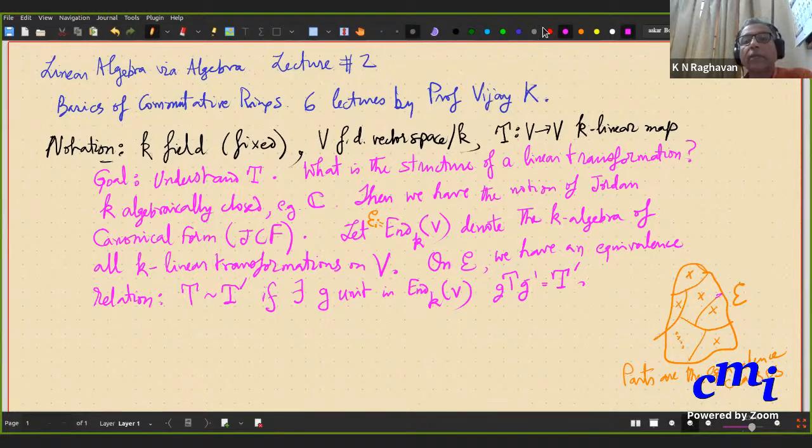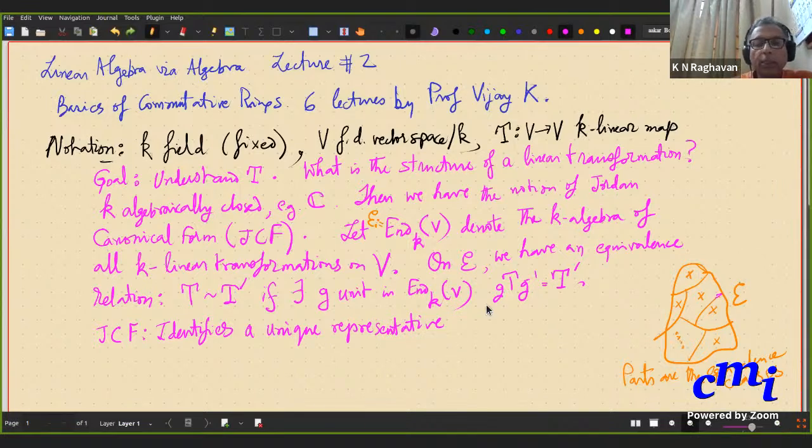So what the JCF does is identify a unique representative in each equivalence class.